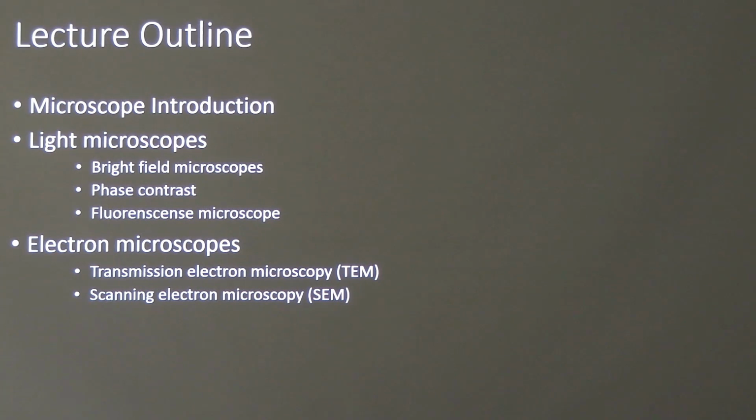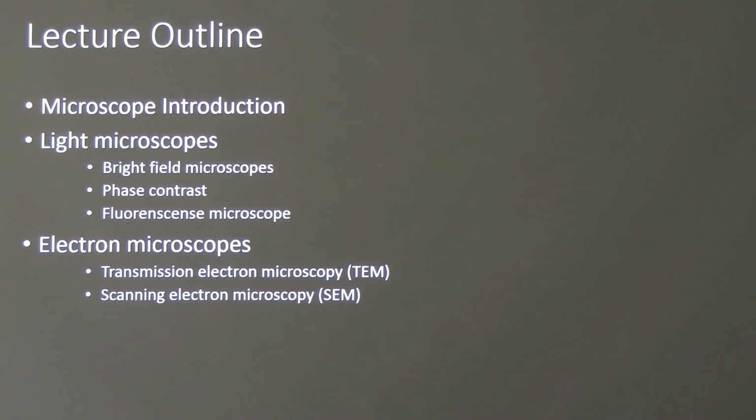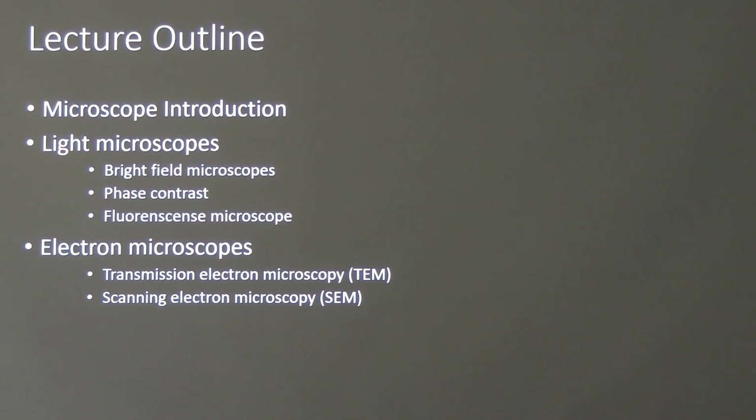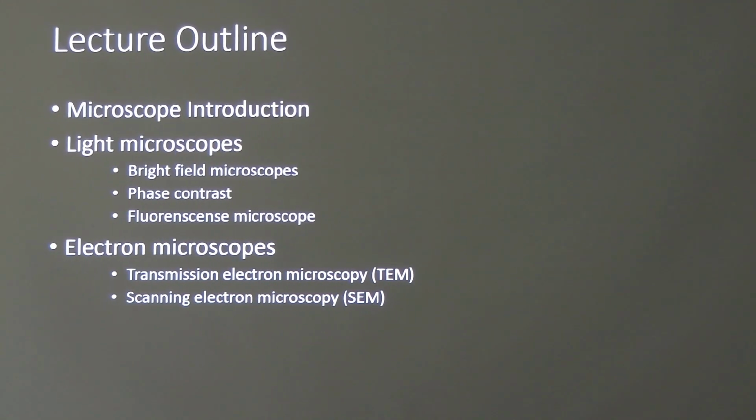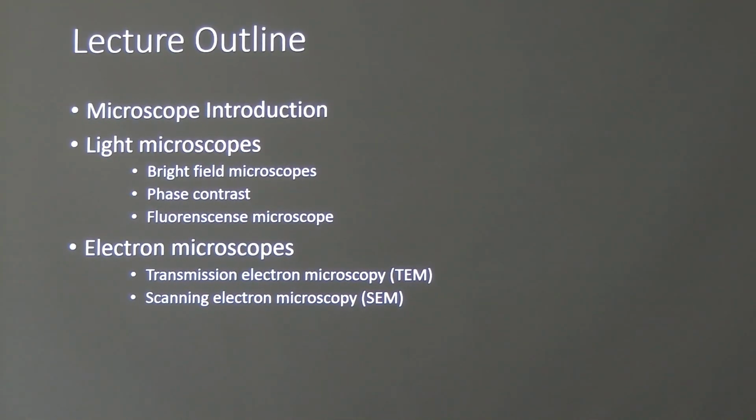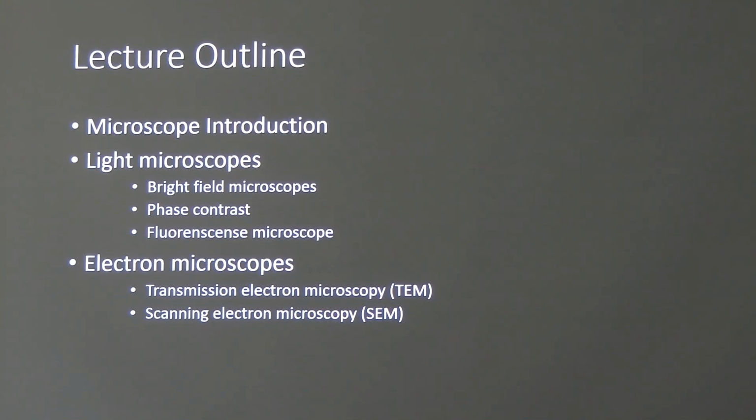imaging. So here's the lecture outline. At the very beginning, I will introduce a little bit about the microscope, and thereafter the light microscopes. We will get into details in the three types of microscope: the bright field microscopes, phase contrast microscopes, and fluorescence microscope. And as the last part, I will introduce you a little bit about electron microscopes.